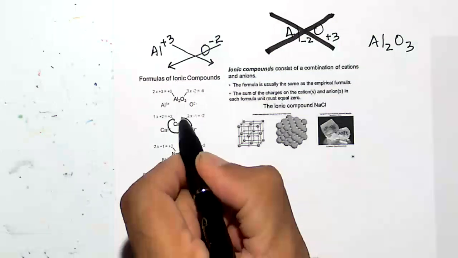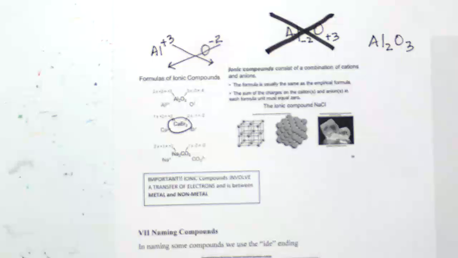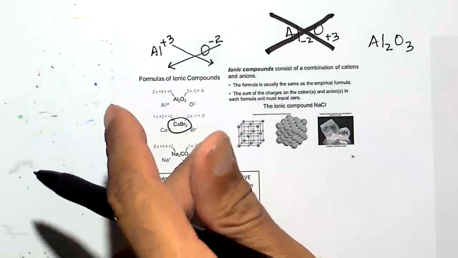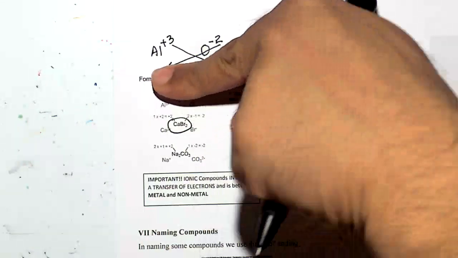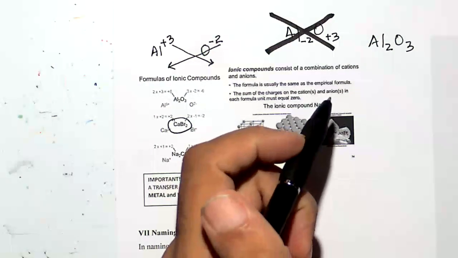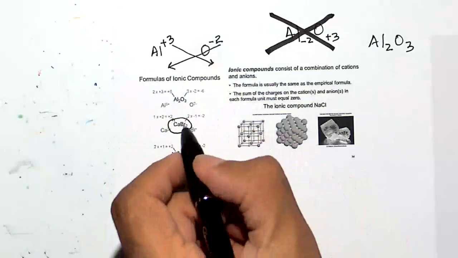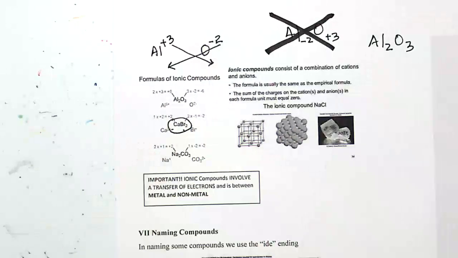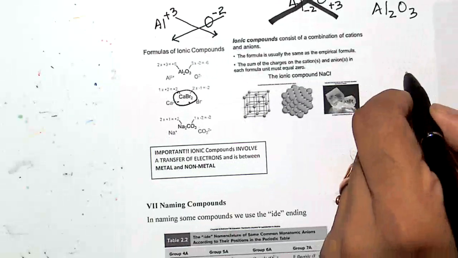How about this one here? CaBr2. What would that be? Is it ionic or covalent? Ionic. Okay, it's ionic. It's a metal with a non-metal. Calcium. What would this be called? Calcium. Br is bromine. So calcium bromide. Okay.